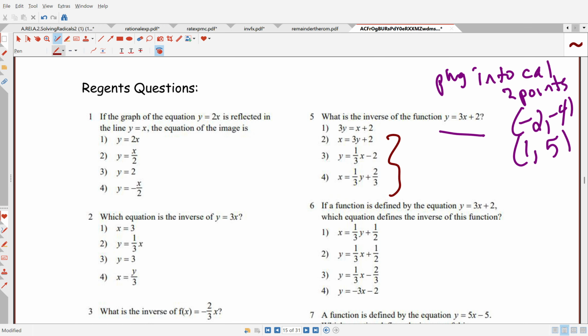All right, now inverse means switch. So I'm going to go through the choices and look for 5, 1, and then negative 4, negative 2. I write it down because I can't flip in my head. I screw up. But anyway, try choice 3.